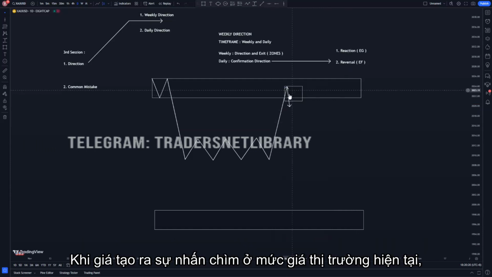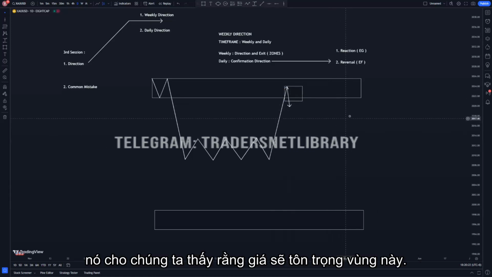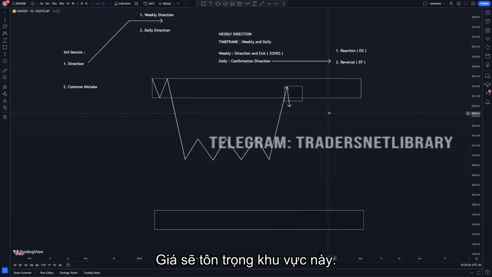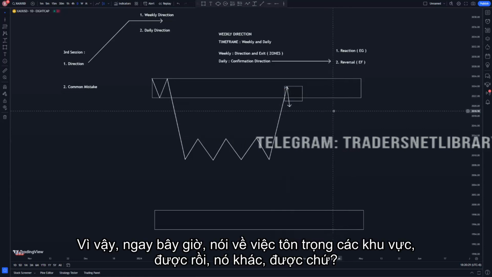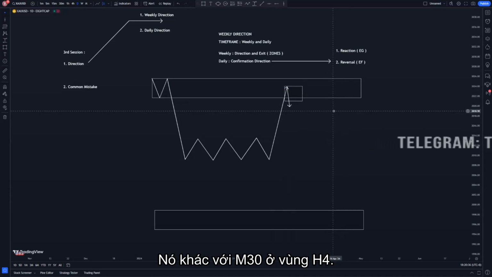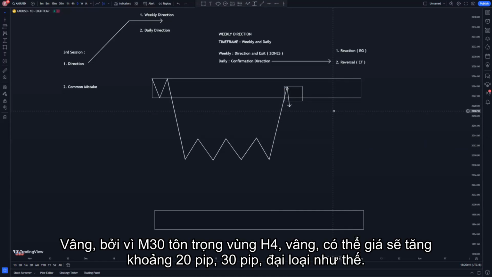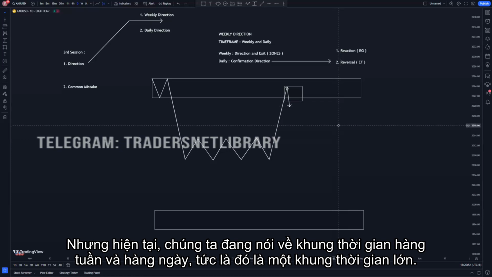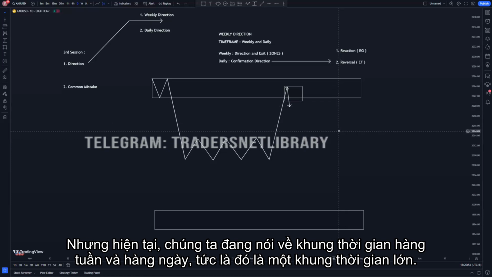When the price creates an engulfing at the current market price, it shows us that the price is going to respect the zone. Talking about respecting the zones right now, it is different from M30 respecting the H4 zones. With M30 respecting the H4 zones, maybe the price is going to go for about 20 pips, 30 pips, something like that. But right now we are talking about the weekly and the daily time frame, which is a big time frame.